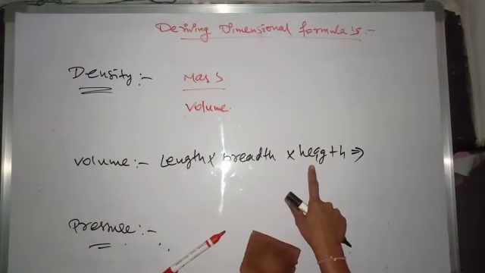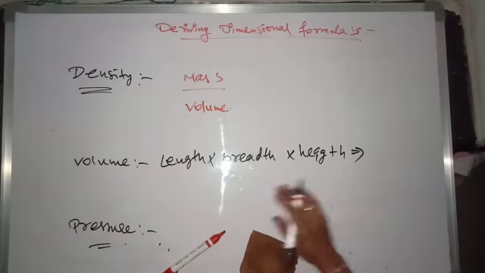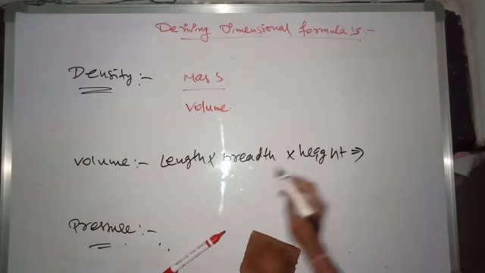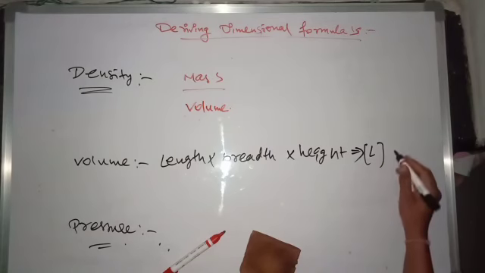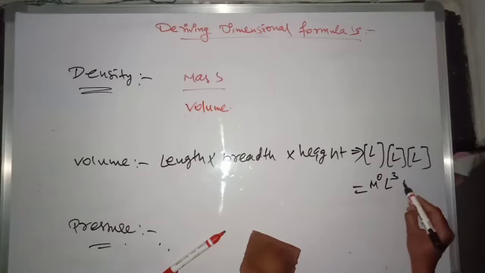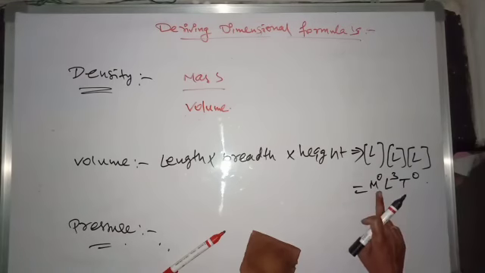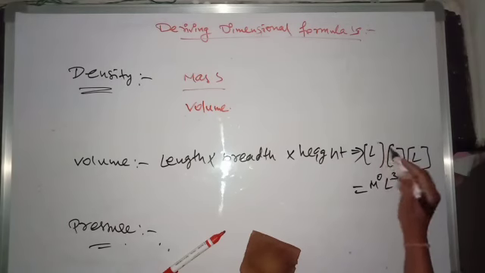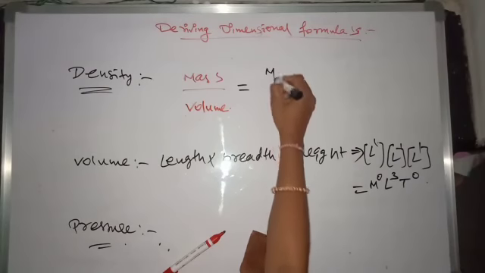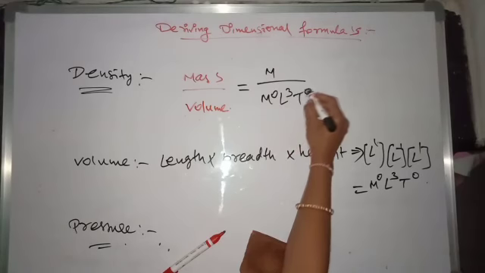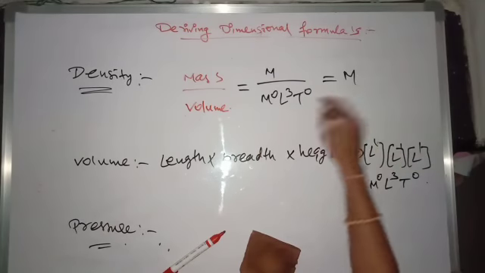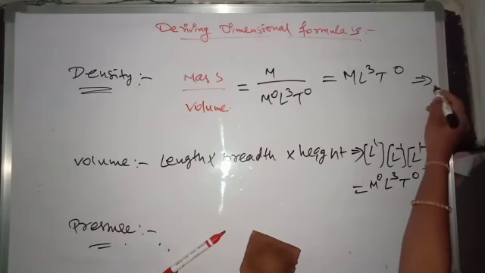Length, breadth and height are physical quantities which are related to length only, right? So you have length L, breadth L and height L. L power 1, L power 1, L power 1 will be L cube. The dimensional formula for volume is M naught L cube T naught, as there is no mass and no time. Now you substitute in this equation: mass M by volume M naught L cube T naught. Mass M by M power 0 will be M, and L cube T naught. This is the dimensional formula for density.